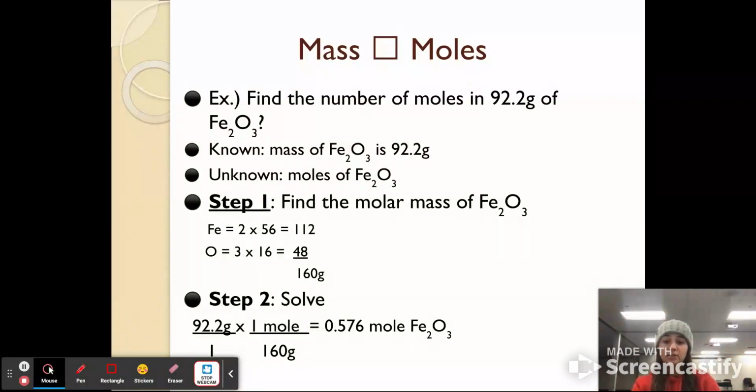When I do this math, I do 92.2 times 1. Then I would divide all of that by 160 grams. That will give me 0.576 moles of Fe2O3. Wonderful. Don't worry about the 1 under the 92.2. It is unnecessary.